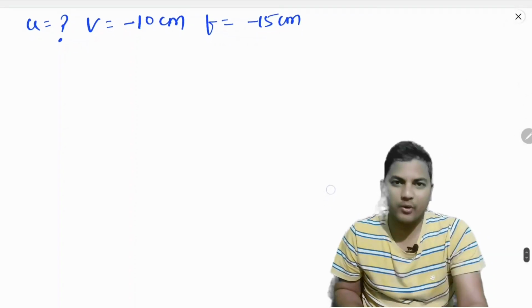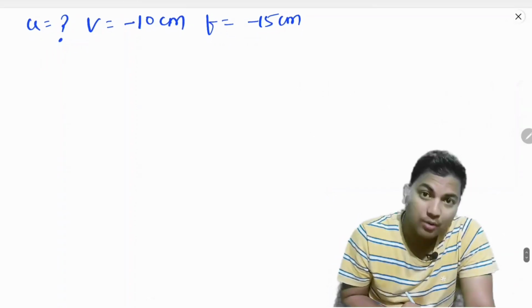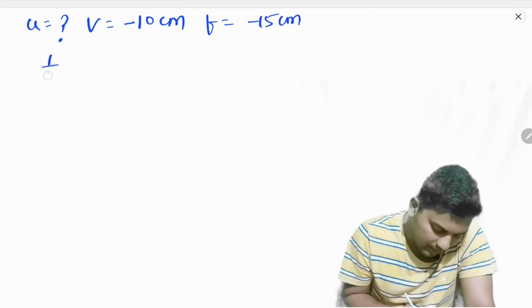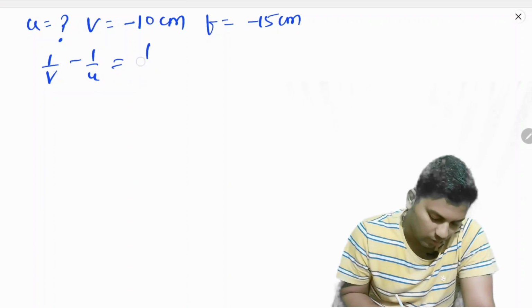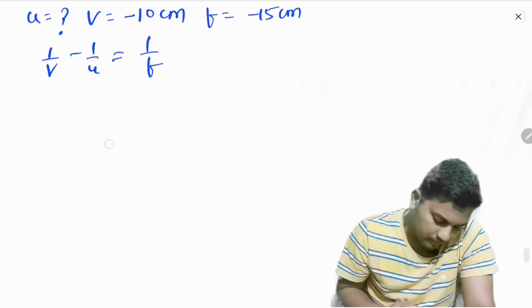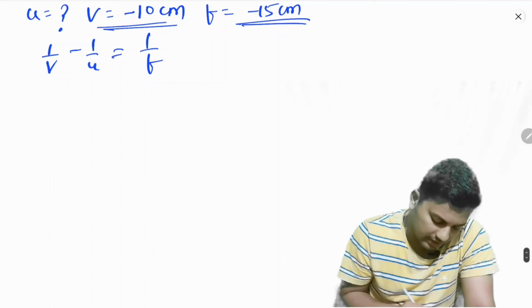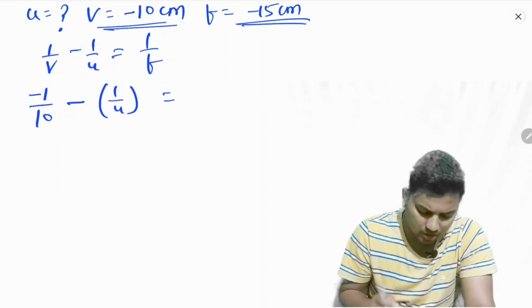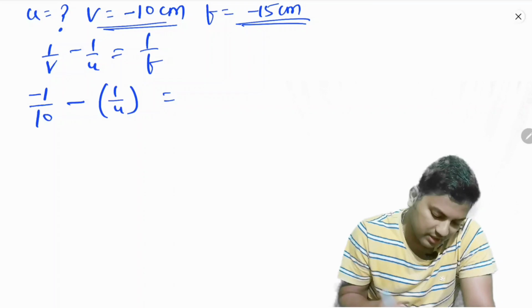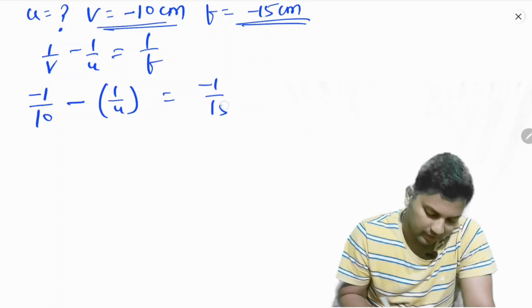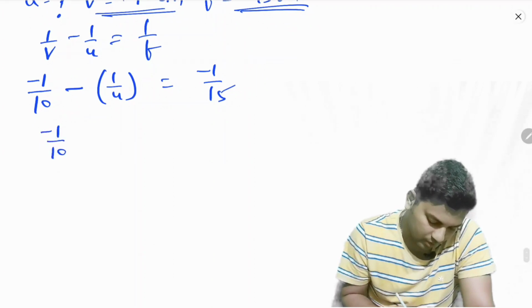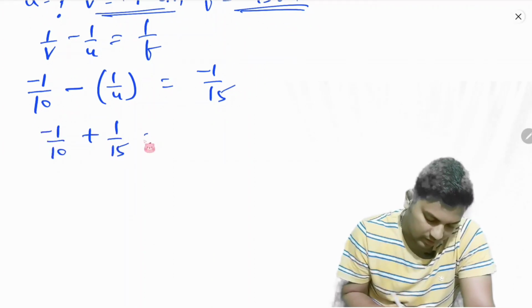Clear? So now we will go through the lens formula, 1 by v minus 1 by u is equal to 1 by f. Clear? So write it down. 1 by v minus 1 by u is equal to 1 by f. So now just put in your values: 1 by v is minus 1 by 10, minus 1 by u. We don't know the value of u, so just keep it as it is. And now instead of 1 by f we will put minus 1 by 15. Clear? Now solve this.